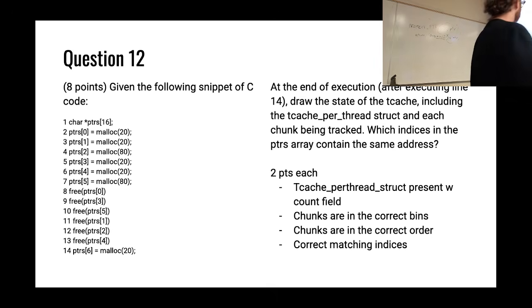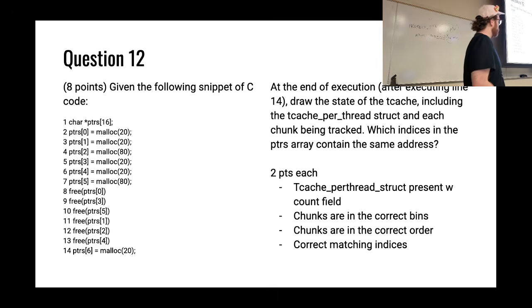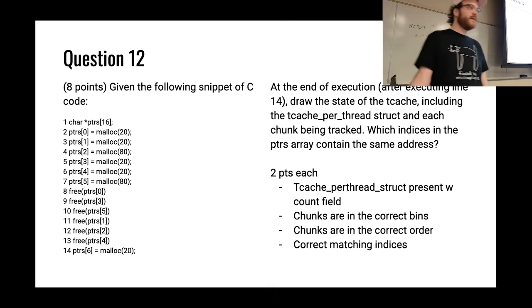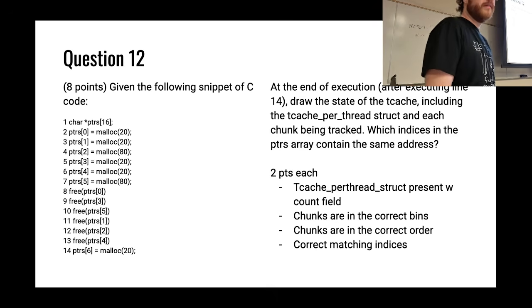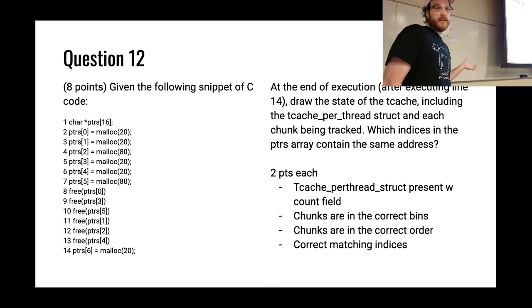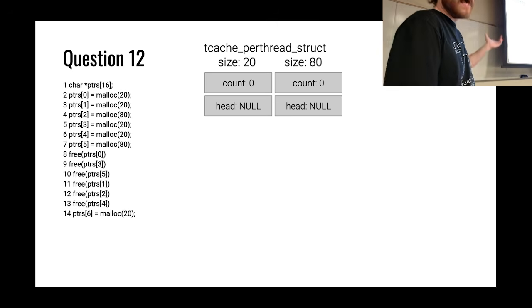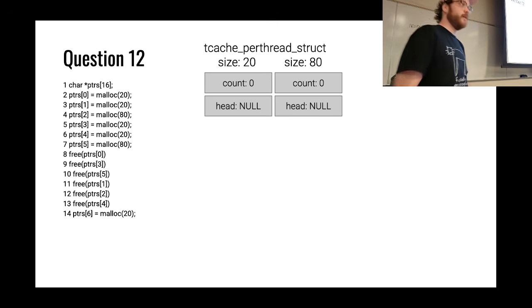And then finally, this last question: which indices in the pointers array contain the same addresses? If you were correct, you got 2 points. If you weren't, you got 0. So pretty simple. I wanted to go through this really quick, mostly because diagrams are really fun and cool. So let's go through what this actually looks like, just to reinforce this.